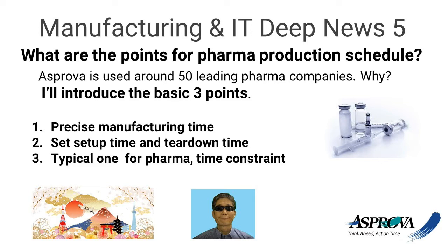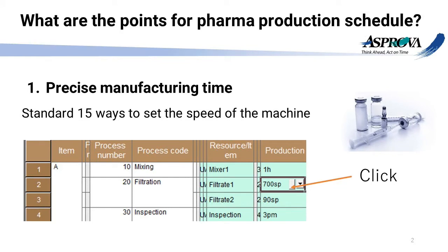First one, precise manufacturing time. 2. Setup time and teardown time. 3. Typical one for pharma: time constraint. First one, precise manufacturing time. Asprova has a standard 15 ways to set the speed of machines.